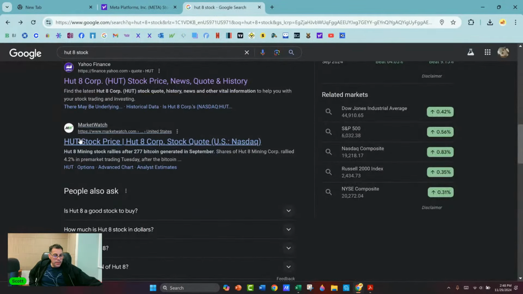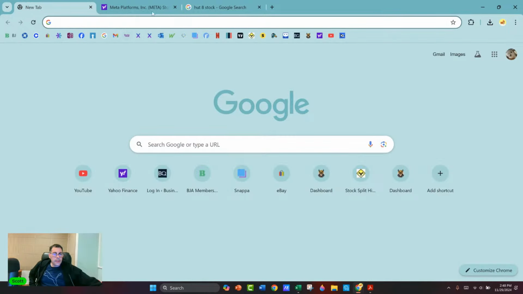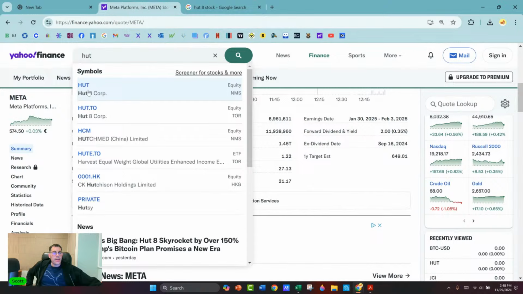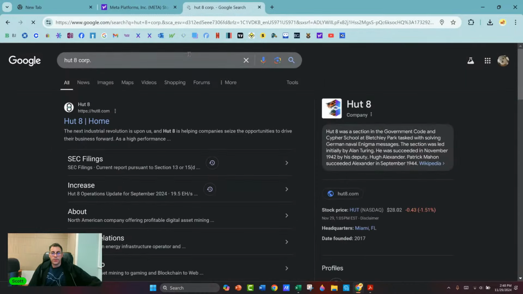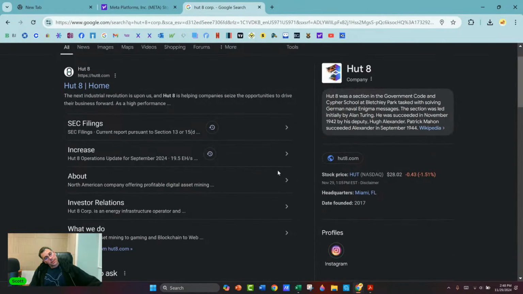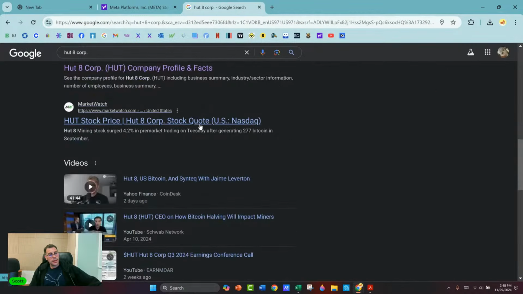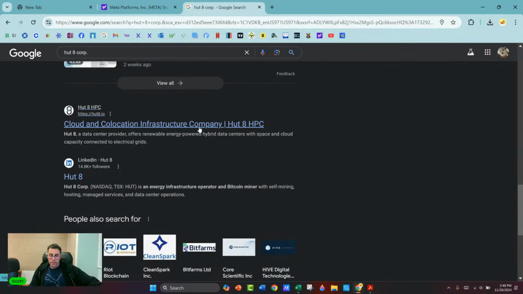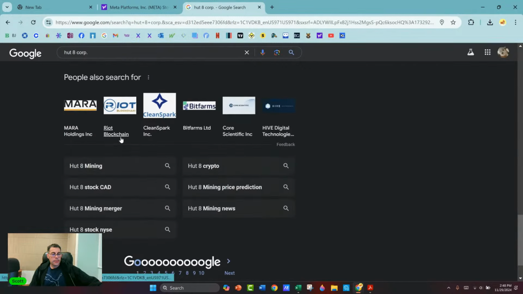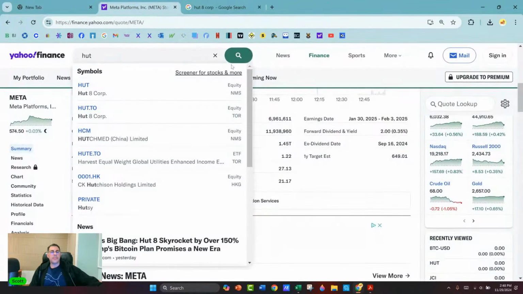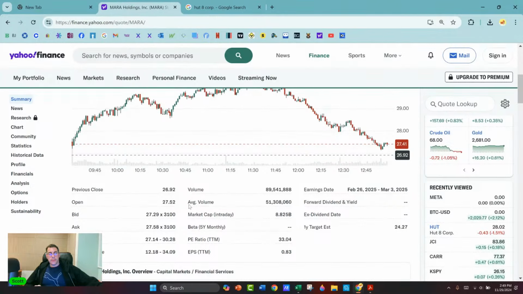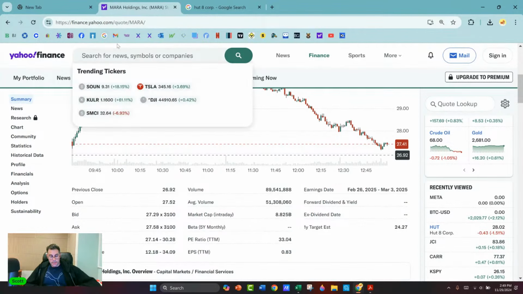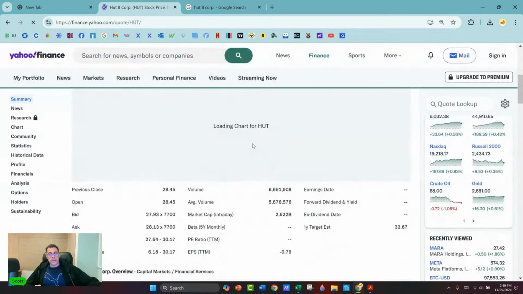I don't get this. I guess they don't have a Wikipedia page. HUT 8 Corp. Maybe I'll just type in Corp. HUT 8 stock. And this is probably not it. I know Mara is a Bitcoin miner. Who else is it? Mara's pretty big. 8.8 billion market cap. HUT is only 2.6 billion.